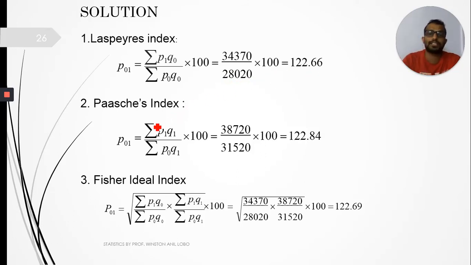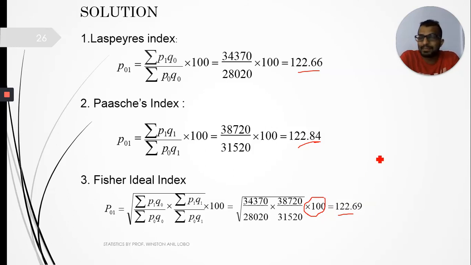Same way, students. Paasche also. Substitute. Get the answer. Fisher. Substitute. Get the answer. You have to get these answers, students. Please cross check if you are getting these answers. Be very careful here. There is a square root. So first multiply, take the square root. Once you finish taking the square root, after that multiply into 100.